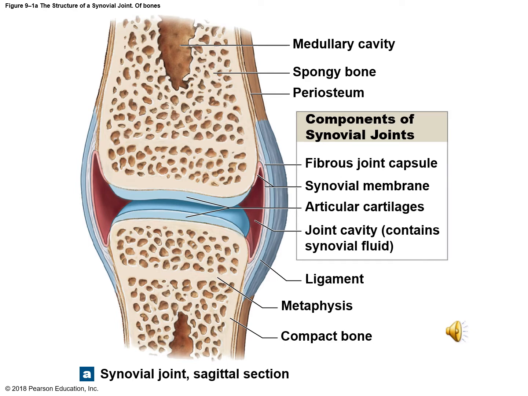And the matrix will contain more water. Because it has more water, it's going to be more slick and smooth, and it will help with protection of the bone. And the two cartilages are going to be separated by a thin layer of synovial fluid, which will work as a lubricant. The second structure is the synovial cavity itself.